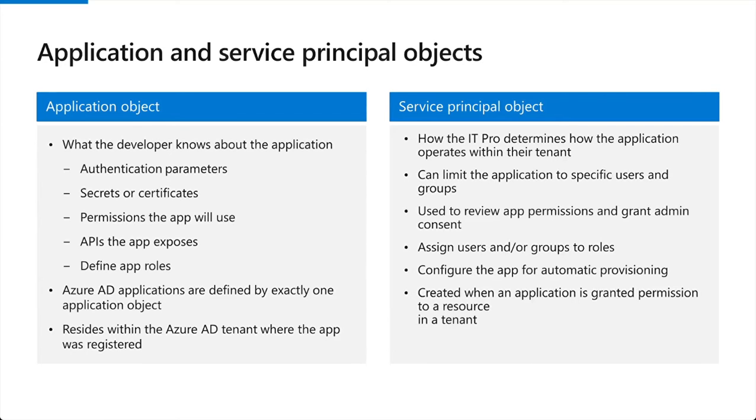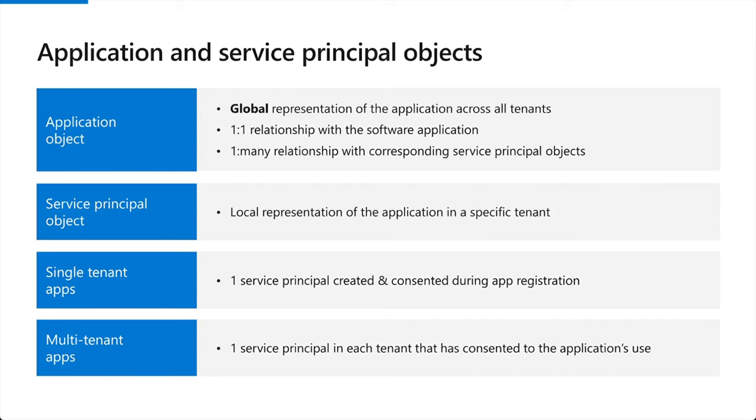Whereas the service principal object determines how that application operates within the tenant. It can limit the application to specific users and groups. It's used to review app permissions and grant admin consent. It can be used to assign users and groups to roles. It can configure the app for automatic provisioning, and it's created when an application is granted permissions to a resource in a tenant. So essentially, the application object is what's really global and across all tenants.